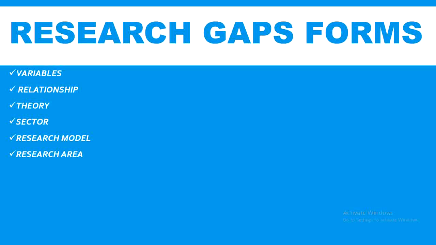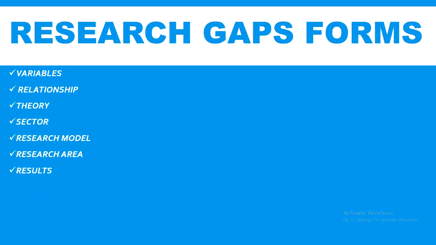Point number 6, research area. Yes, research gap can be in the form of research area. Let's suppose you are a marketing student. So you are reading an article on green marketing. Okay, you find your gap from green marketing, that this area has not been studied by so many authors or by so many research scholars in your country, in your sector, in your domain. So this can be your research gap.